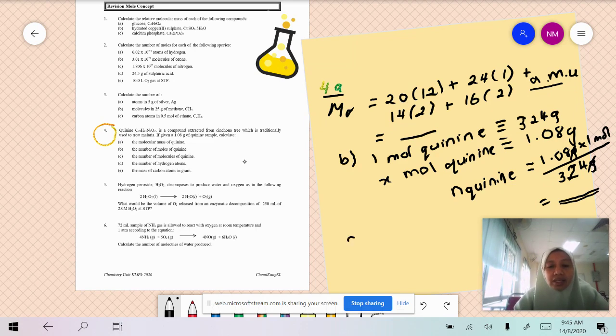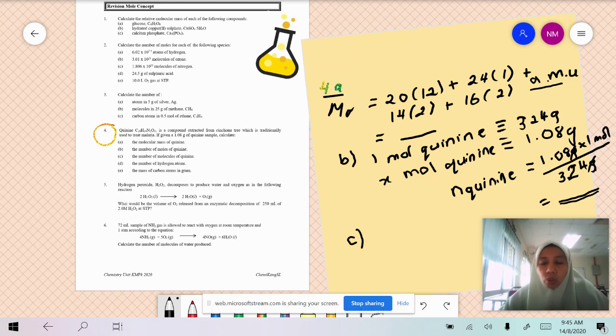Part C says you need the number of molecules of quinine. Remember what I mentioned about mole relation. It wants the number of molecules when you have the number of mole. So you think of the relation: what is the relation between mole and number of molecules? Molecules are equivalent to particles, right? So mole and particles.